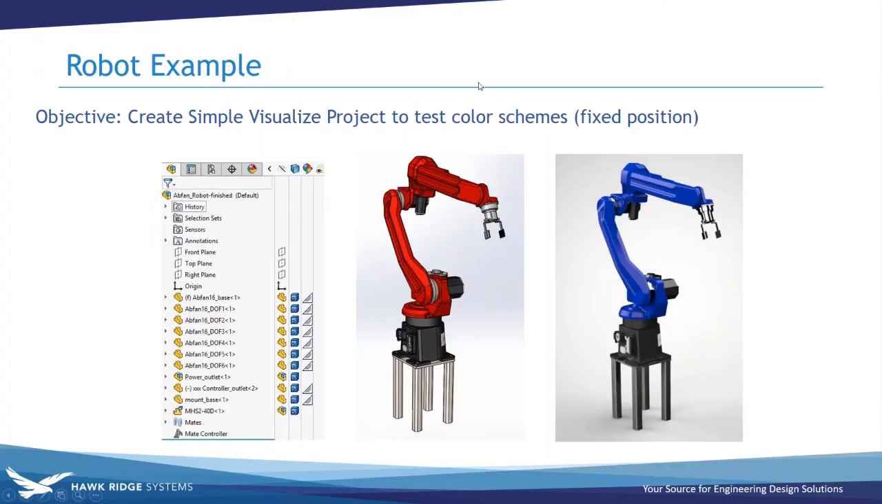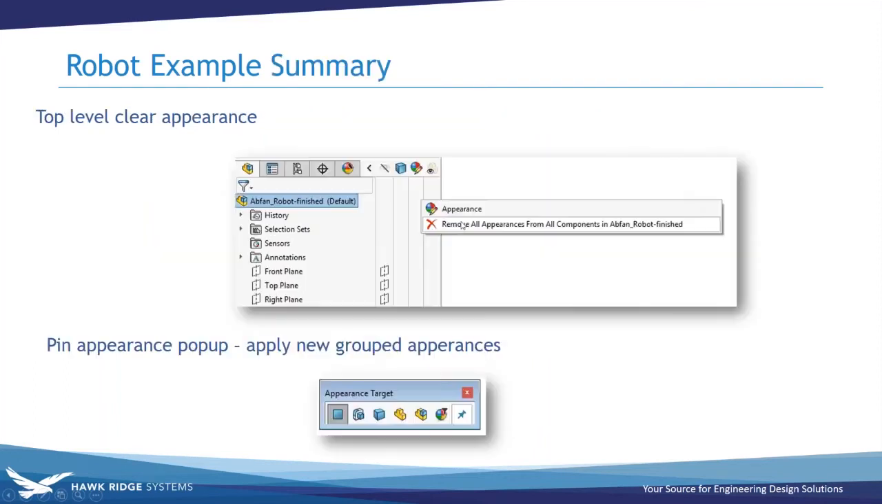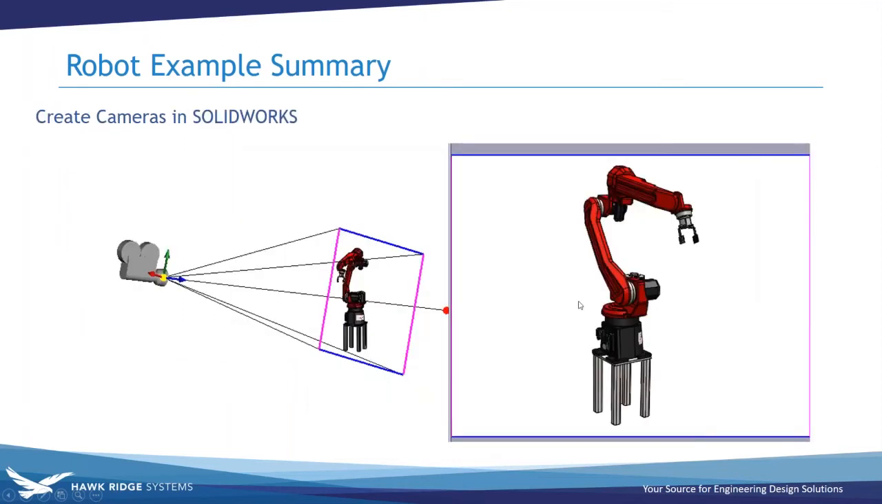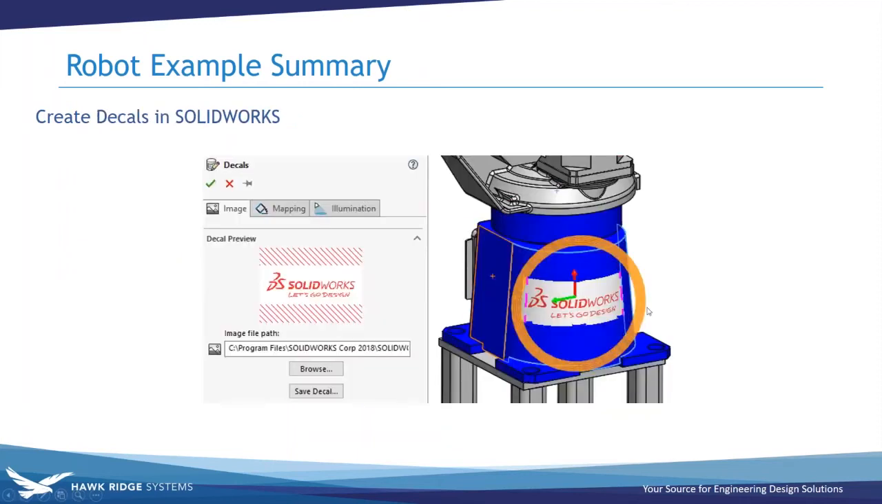So to summarize here the tips we used. We removed all appearances from the whole assembly to clear that out, then manually defined new appearances using the pin to speed up the process, so we could set up that nice simple grouping. We created a camera in SOLIDWORKS so we didn't have to find the ideal camera angle in Visualize, and I applied whatever decals I wanted in SOLIDWORKS. Those are just some general tips. Again, you don't have to use those, but to me they make my life easier because I have the strong SOLIDWORKS background. Okay.